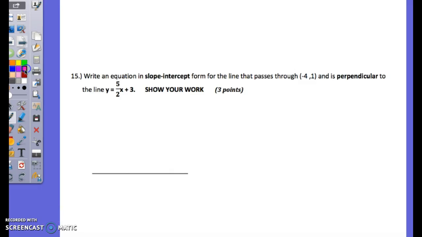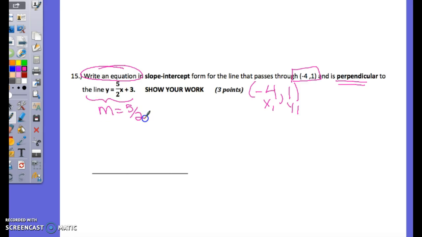Right, again, now we're on number 15, and the directions still say write an equation in slope-intercept form. Remember, you use point-slope to get to slope-intercept form. It passes through our point (-4, 1), so I know that's my x1 and my y1, but it's perpendicular to this line. If I know the slope of this line is 5/2, the slope of my line is the opposite negative reciprocal, -2/5. I don't care about this line at all anymore. The only thing I had to do was get the perpendicular slope.